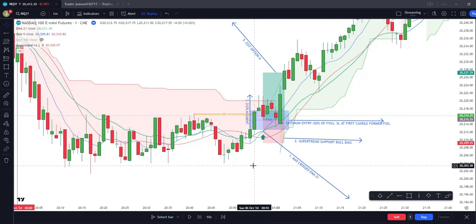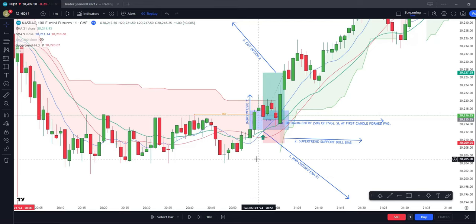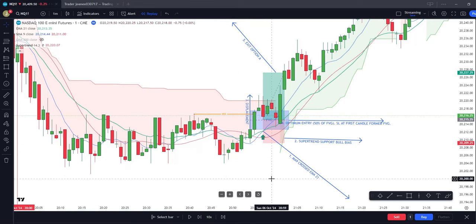But I think if we follow the rules of these 1, 2, 3, 4, 5 steps and get rid of the emotion and other factors that influence us to not follow the strategy, I think we will have a good chance of having a consistent trade. Consistent profit, I mean.